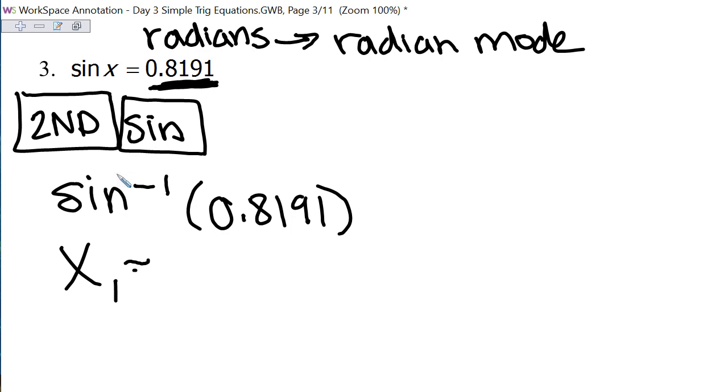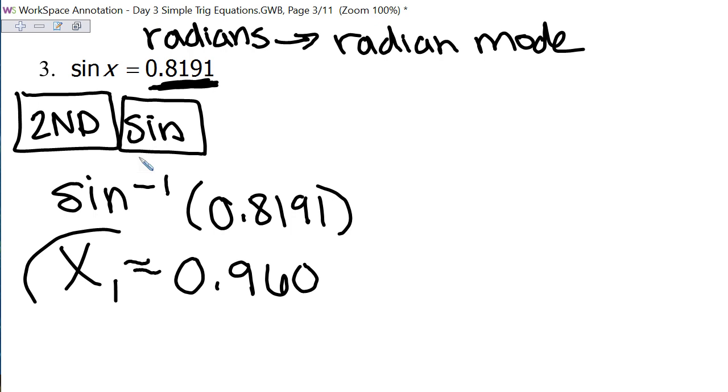And to 3 decimal places, what did you get? 0.960. Yeah, 0.960. So that is our first answer. But how many answers have we been having on problems 1 and 2? 2. And that's because sine is positive in quadrant 1, and where else?